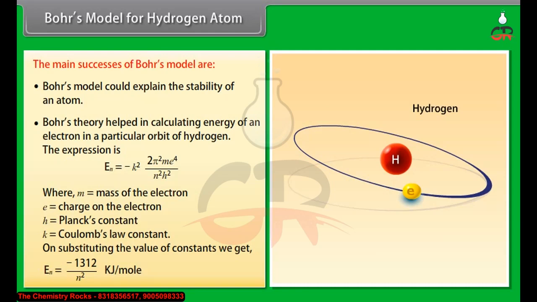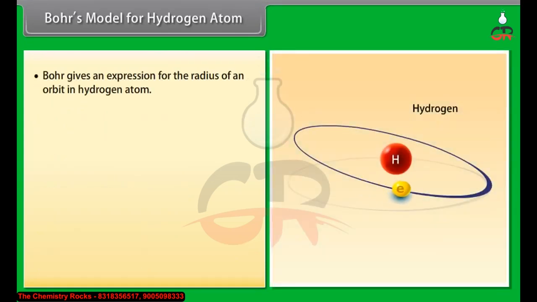On substituting the value of constants, we get En is equal to minus 1312 by n square kilojoule per mole. Bohr gives an expression for the radius of an orbit in hydrogen atom. Rn is equal to n square into h square divided by 4 into pi square into k into m into e square.